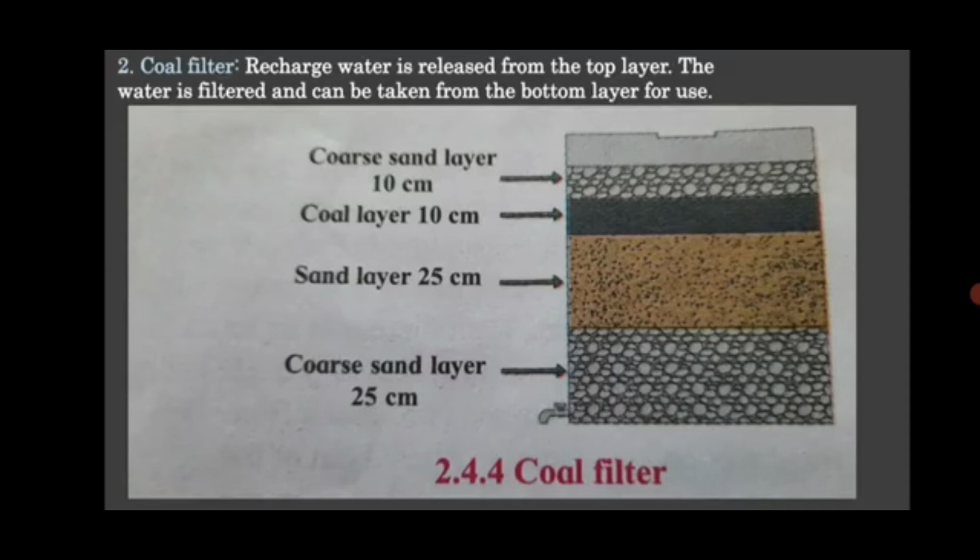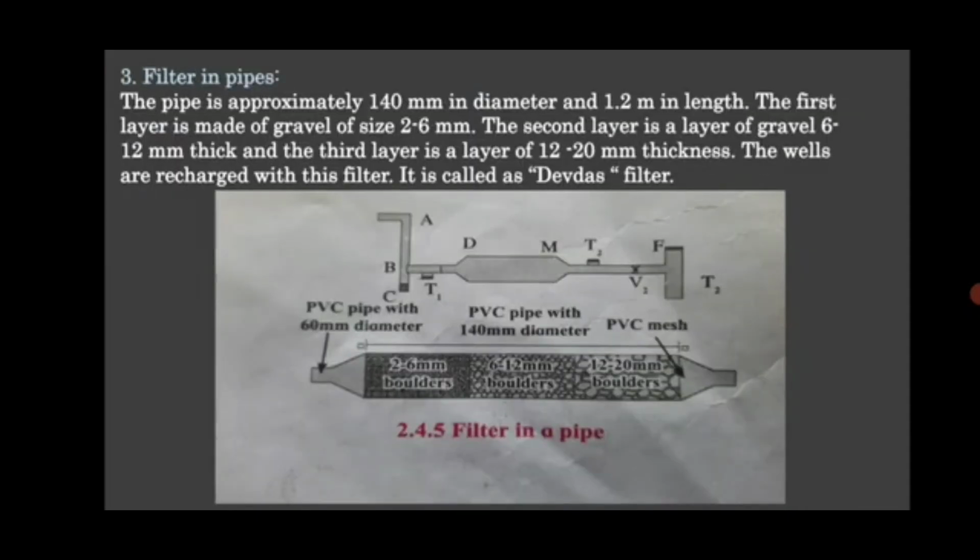Then next is the filter in pipes. The filter in pipes is made in a plastic pipe. The pipe is approximately 140 millimeter in diameter and 1.2 meter in length. There are 3 layers of fine to large gravel. The first layer is made up of gravel of size 2 to 6 millimeters. The second layer is made of gravel of size 6 to 12 millimeters, and the third layer is of size 12 to 20 millimeters.